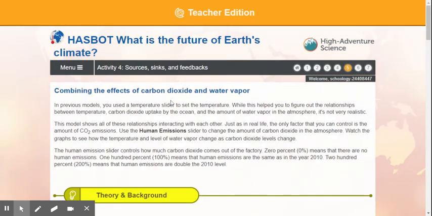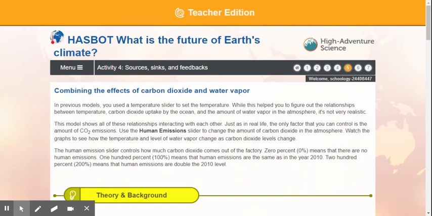Now we're going to combine the effects of carbon dioxide and water vapor. It says in previous models, you used a temperature slider to set the temperature. While this helped you to figure out the relationships between temperature, carbon dioxide uptake by the ocean, and the amount of water vapor in the atmosphere, it's not very realistic. This model shows all of these relationships interacting with each other. Just as in real life, the only factor that you can control, I don't think you can control the weather, is the amount of carbon dioxide emissions.